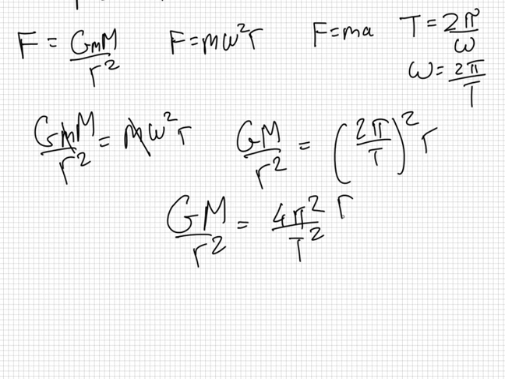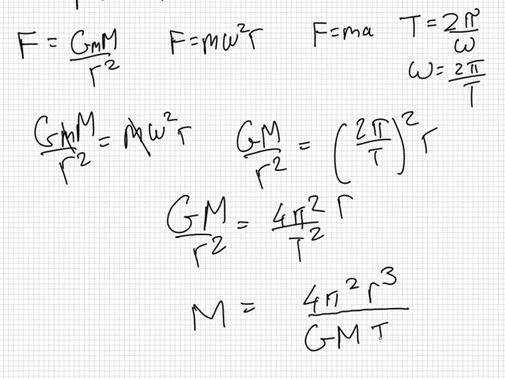Now what are we looking for? The mass. So we have M equals 4 pi squared R cubed over G T squared. Which is great because we know this, we know this, we know this, and we know this.